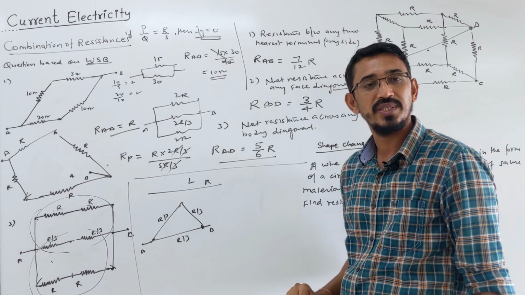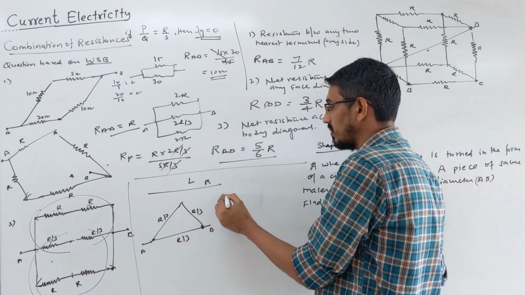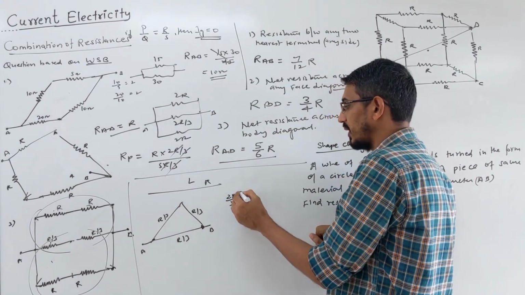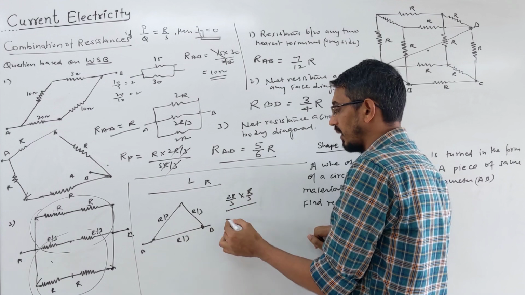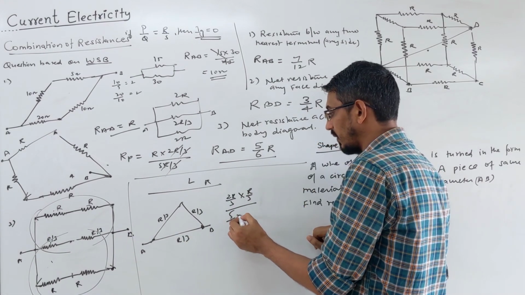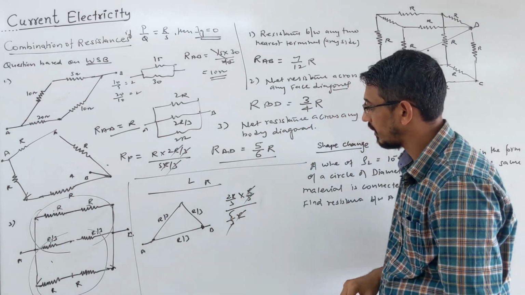So what is the net resistance now? So simple: these two branches are in series, so that resistance becomes 2R by 3, in parallel with that branch. So what is the answer? Net: R by 3 upon, when you add them, how much will it become? 5 by 3 of R. You can cancel them and you will get the answer, correct?